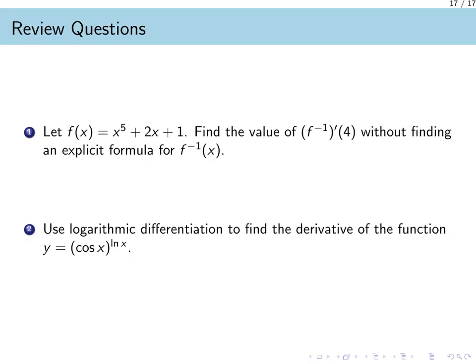To wrap up, let us look at 2 review questions that will help you solidify the powerful techniques we have covered. The first problem asks for the derivative of an inverse function at the point 4, which is a direct application of our main theorem. Remember, you do not need to find an explicit formula for the inverse function itself. Instead, you will need to find the input value for the original function that gives an output of 4, and then use the reciprocal of the derivative at that specific input.